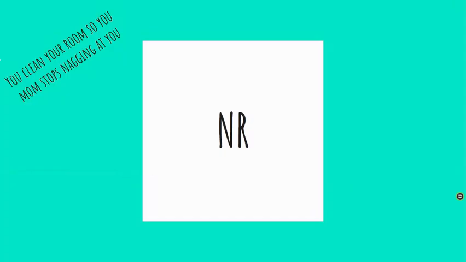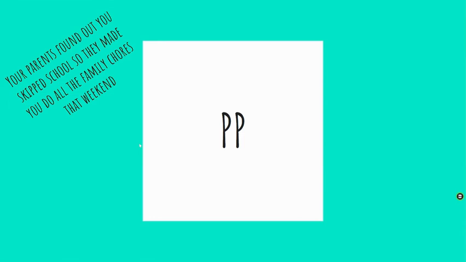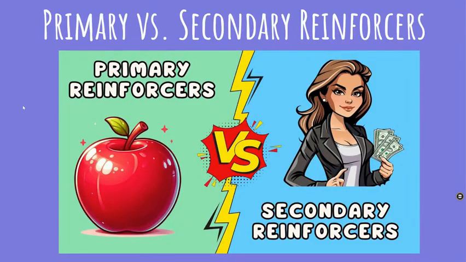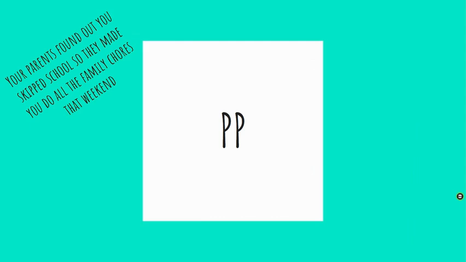So clean your room so your mom stops nagging, negative reinforcement. Found out you skipped school, so they made you do the family chores, that's positive punishment. So we are going to practice in class recognizing these different types of operant conditioning in scenarios, as well as when they don't seem to necessarily make the most sense, but how they can better help us understand some of our personality traits and characteristics.